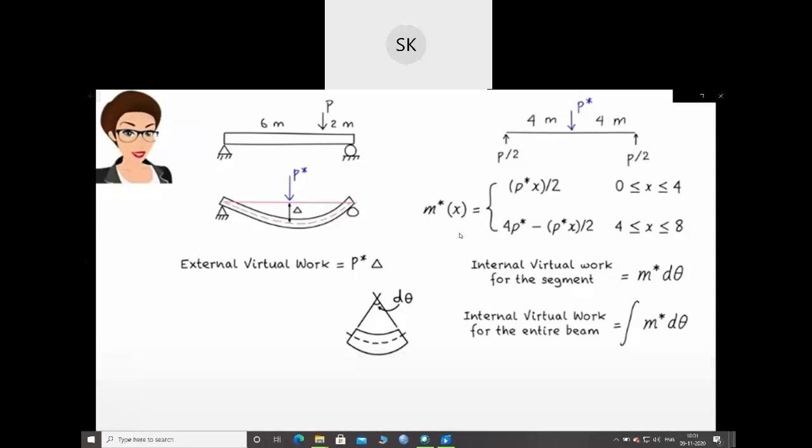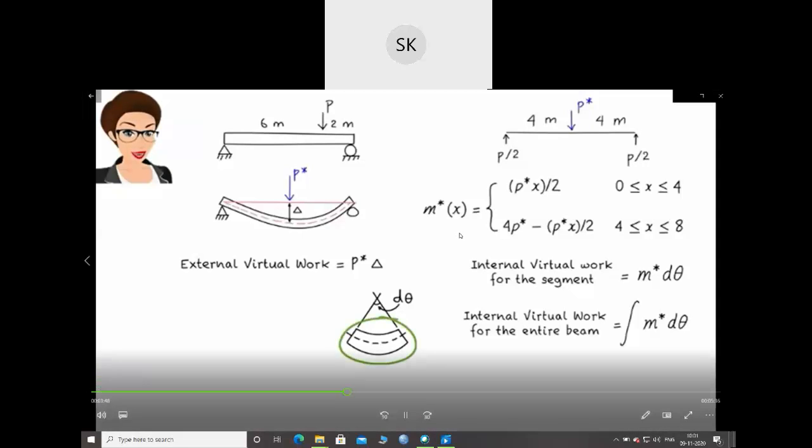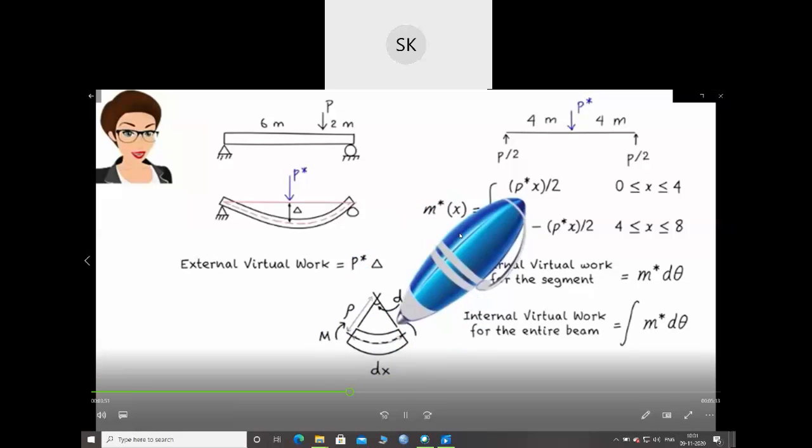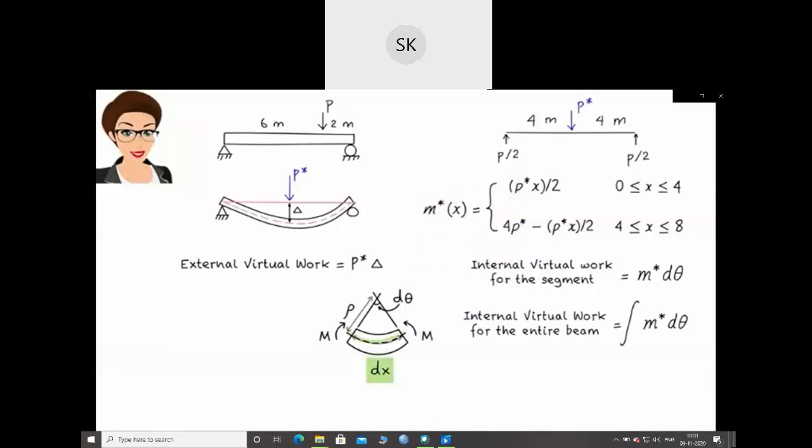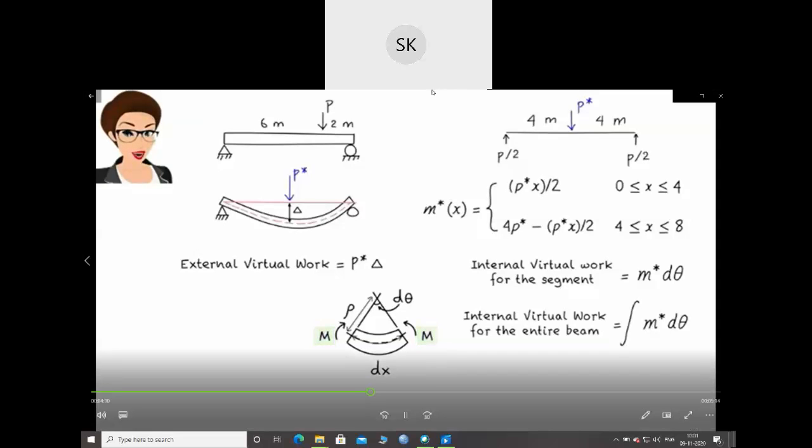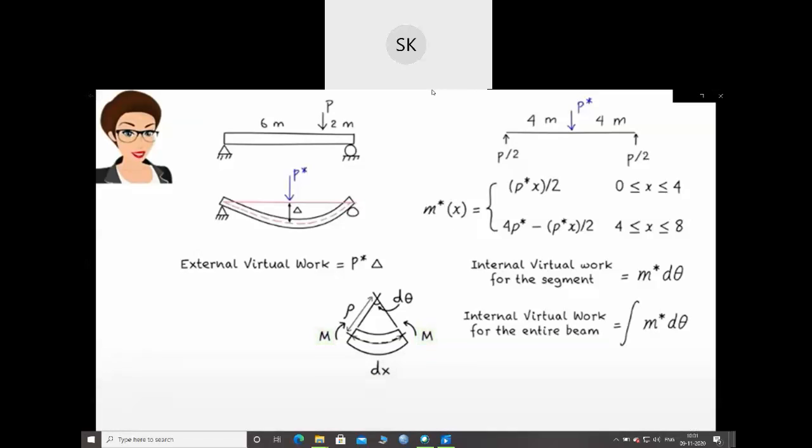Let's start by referring to the length of this segment as dx. This is the infinitesimal length of the tiny beam segment. Also, let's refer to the radius of the circle containing the arc length as rho. And keep in mind that this deformation is caused by the bending moment produced by the real load. I'm going to show the bending moment as big M. Using simple geometry, we can write d theta times rho equals dx, or d theta equals 1 over rho dx.